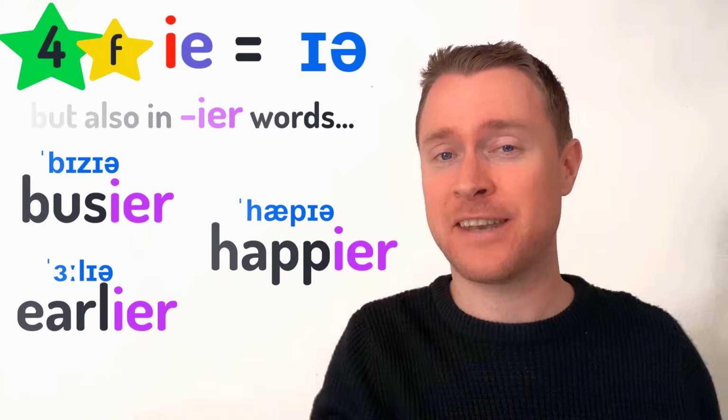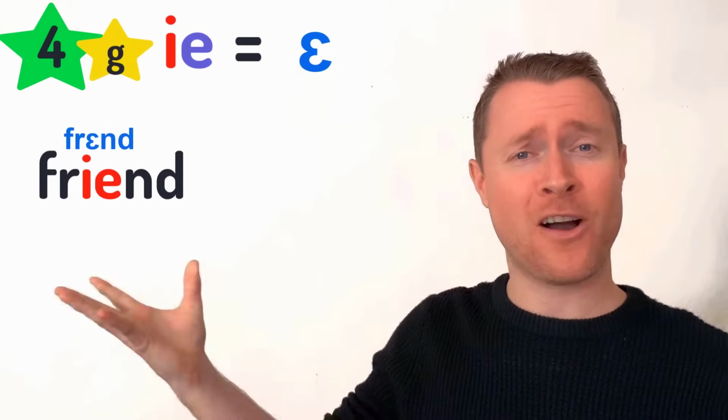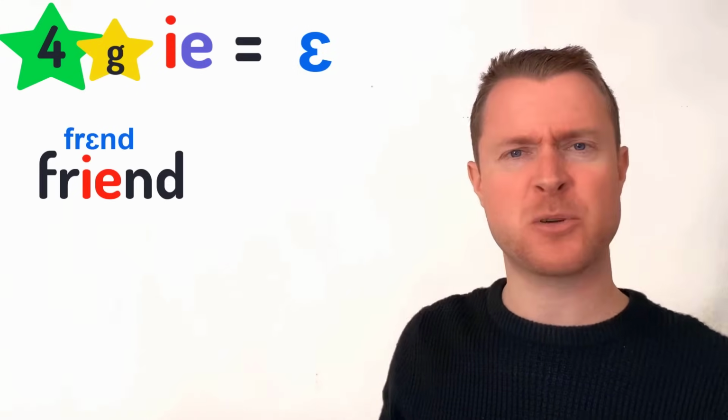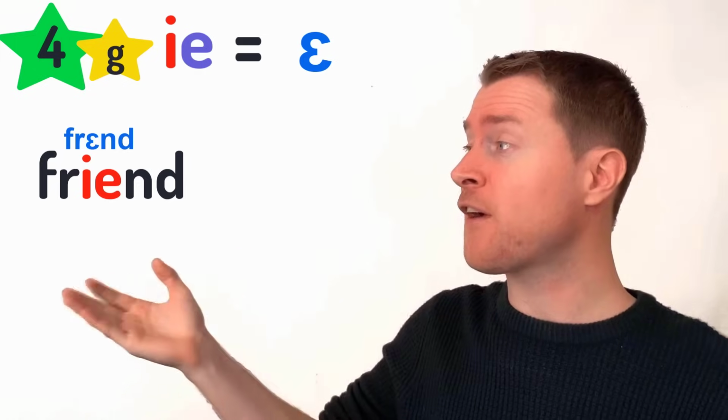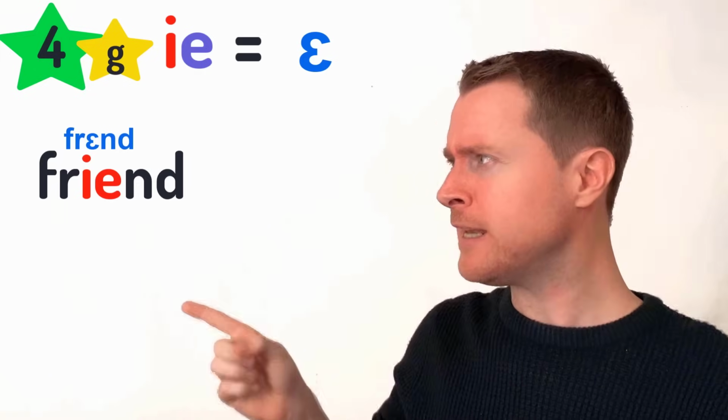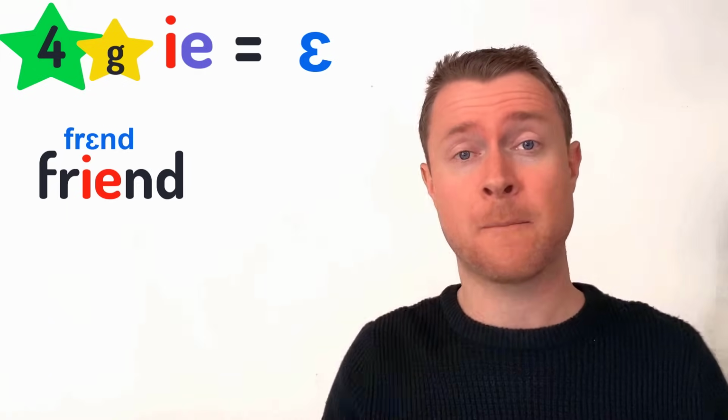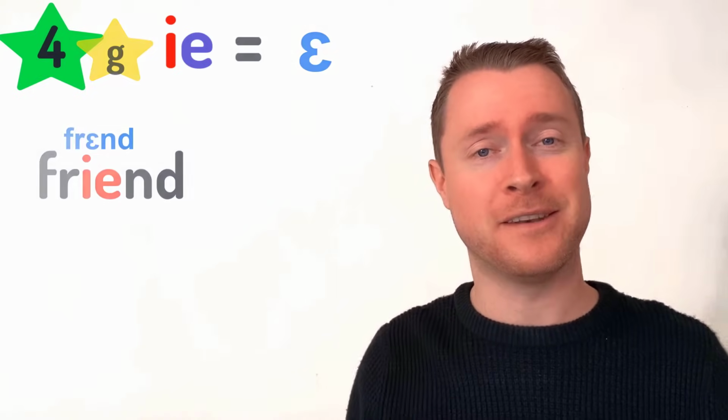Earlier, busier, and happier. Finally, we have the word friend, where the I and the E is pronounced as an exception. It's pronounced "friend", okay? Really common word too, friend. The I and the E here is pronounced "friend", okay?